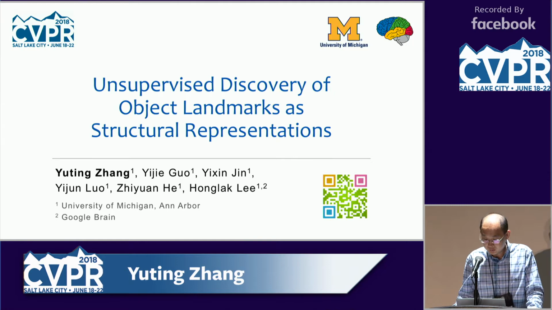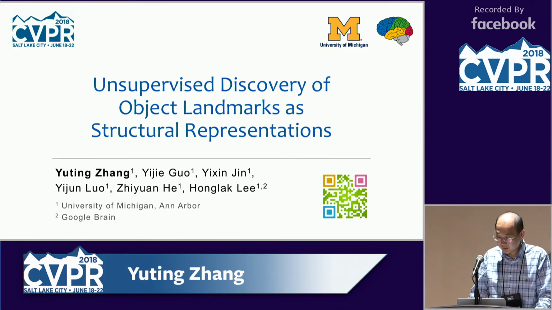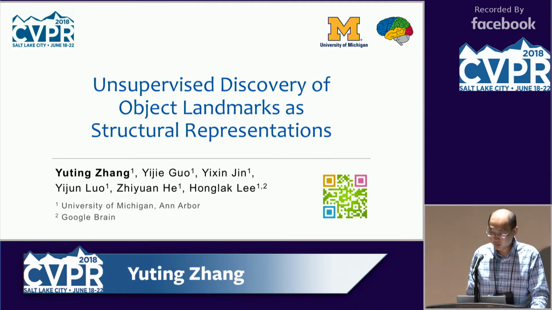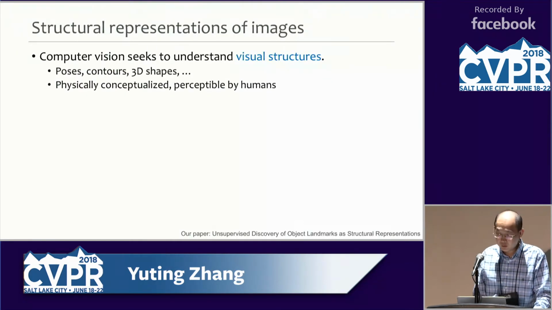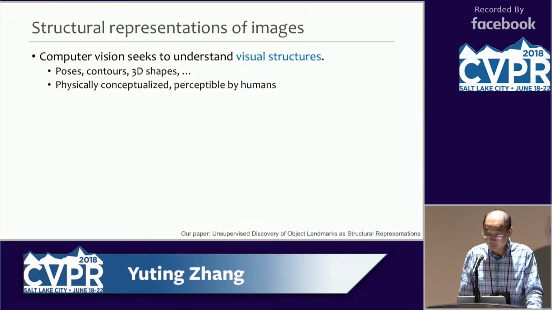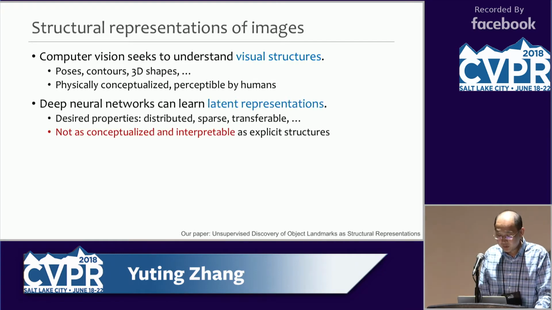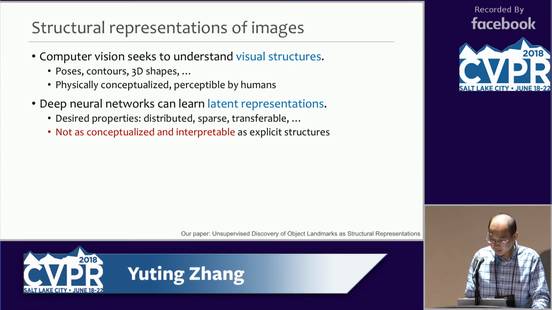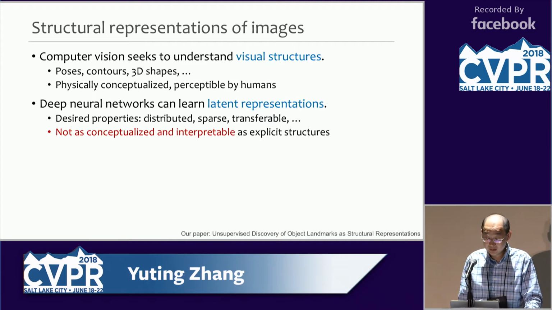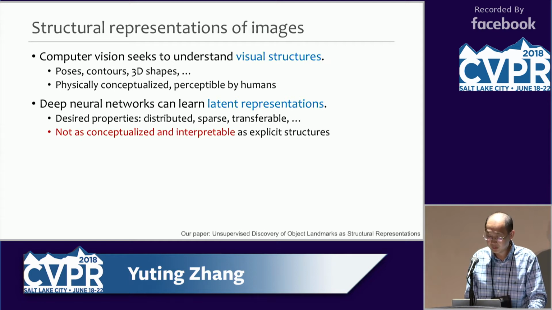It's my great pleasure to present our paper, Unsupervised Discovery of Object Landmarks as Structural Representation. An important goal of computer vision is to enable the machine to understand visual structures, such as object poses, contours, and 3D shapes. These structures are physically conceptualized and perceptible by humans. Deep neural networks have shown remarkable success in learning latent representations with many desirable properties. However, the structures of those representations are not conceptualized or interpretable.